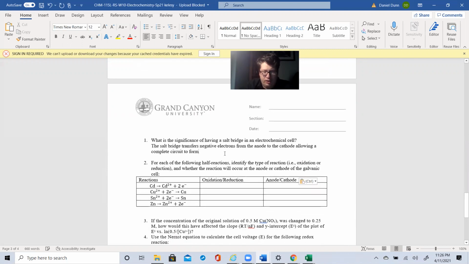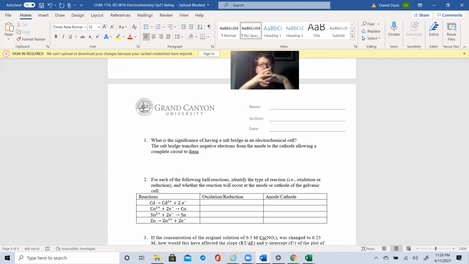Now it's time for some post-lab questions. What is the significance of the salt bridge? Well, I told you guys in class, the salt bridge is going to allow for the electron transfer. Normally, it goes from anode to cathode, right? It's going to go from the zinc, which was the oxidation or anode, and the electrons are going to follow, I'll use red, to the cathode, which is copper.